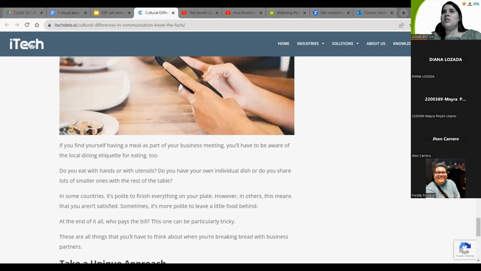For example, if you're eating in a Japanese restaurant or a Chinese restaurant, you don't use forks, right? You use the sticks. So you have to be prepared for those things that can be different from your culture. So it's also something very important to take into account.